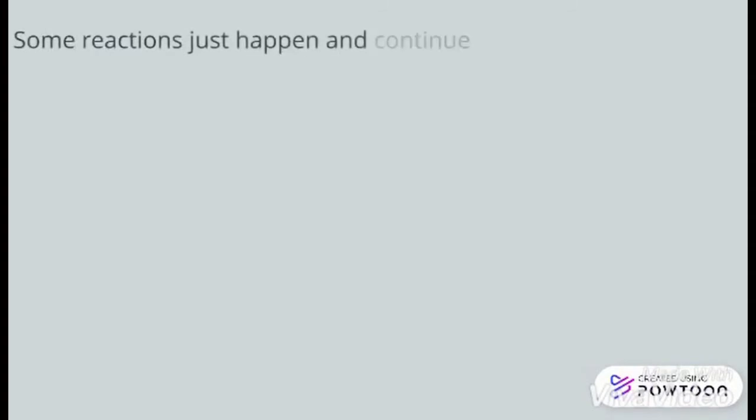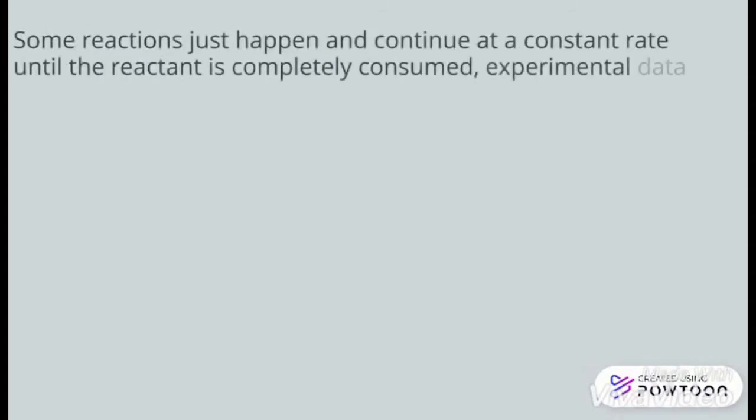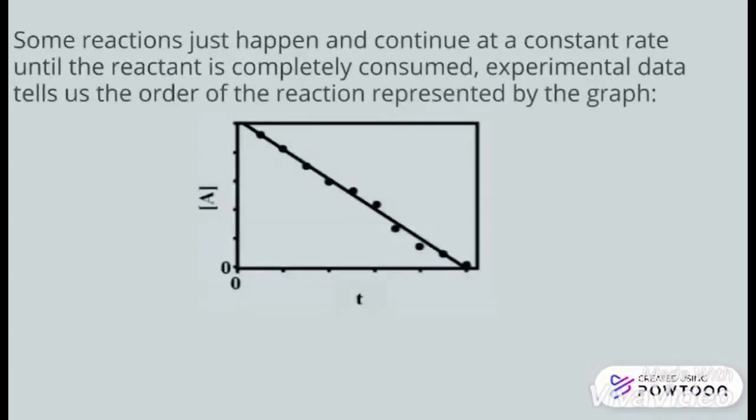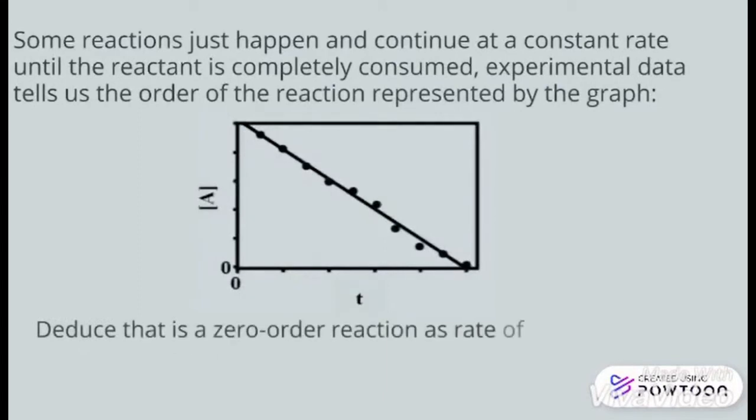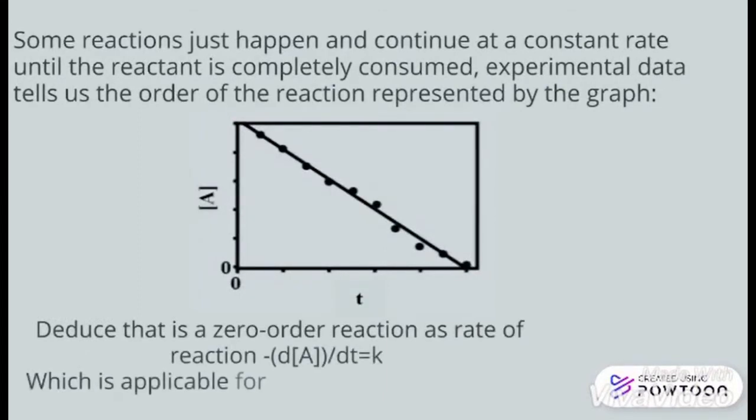Some reactions just happen and continue at constant rate until the reactant is completely consumed. Experimental data tells us the order of reaction, which is represented by the graph below. We deduce that it is a zero-order reaction as rate of reaction, negative differentiation of A over differentiation of t, equals rate constant, which is applicable only for zero-order reactions.